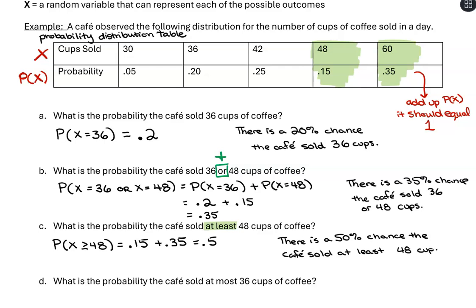48 cups of coffee. So notice that with this notation, it would have been the same as if they asked, what is the probability the cafe sold 48 or more cups of coffee in a day? We would use the same notation. The calculation would be exactly the same. So just keep in mind that when you see at least, that is the same as more than or equal to.